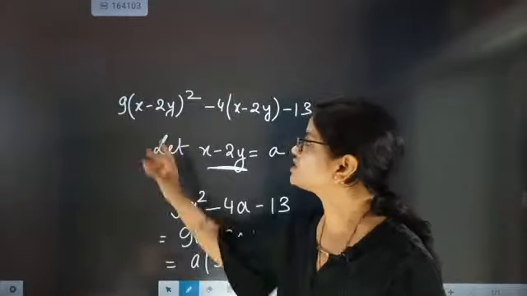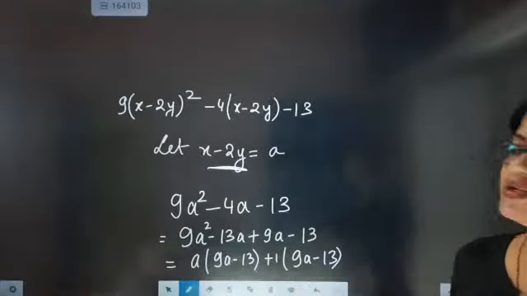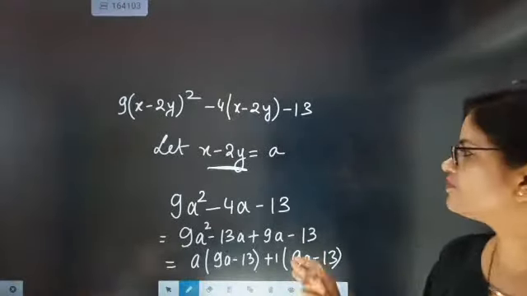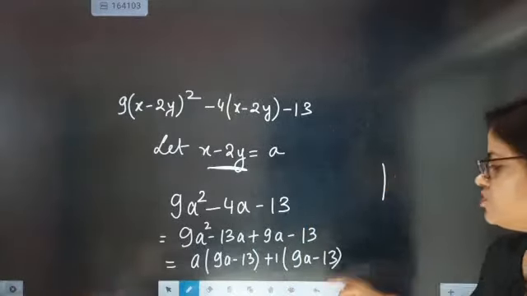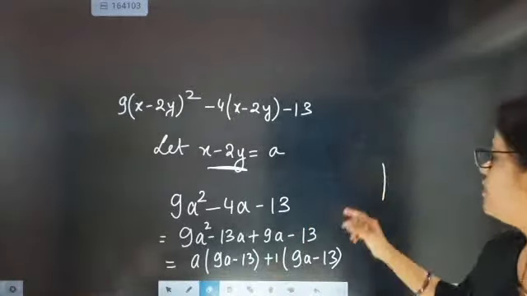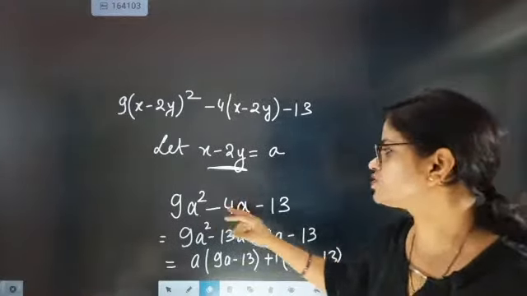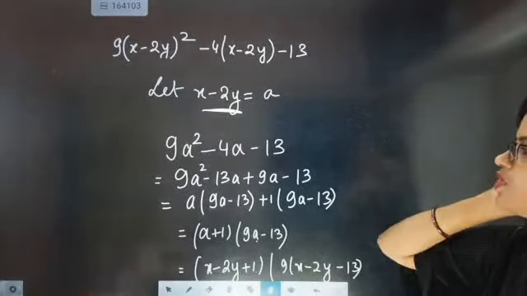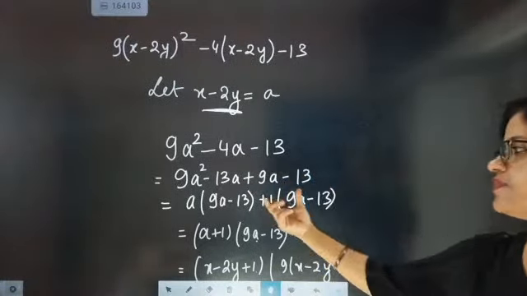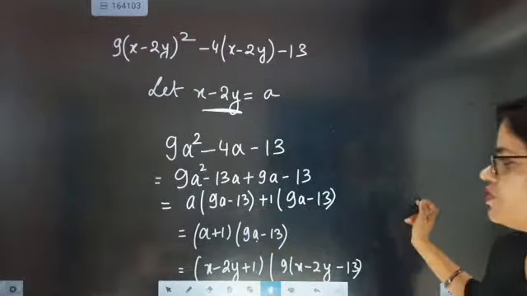Like 9(x minus 2y) whole squared minus 4(x minus 2y) minus 13. Then one small work you have to do: write x minus 2y equal to a. Once you have written x minus 2y equal to a, you get 9a squared minus 4a minus 13, and then take a out: (9a minus 13)(a plus 1).